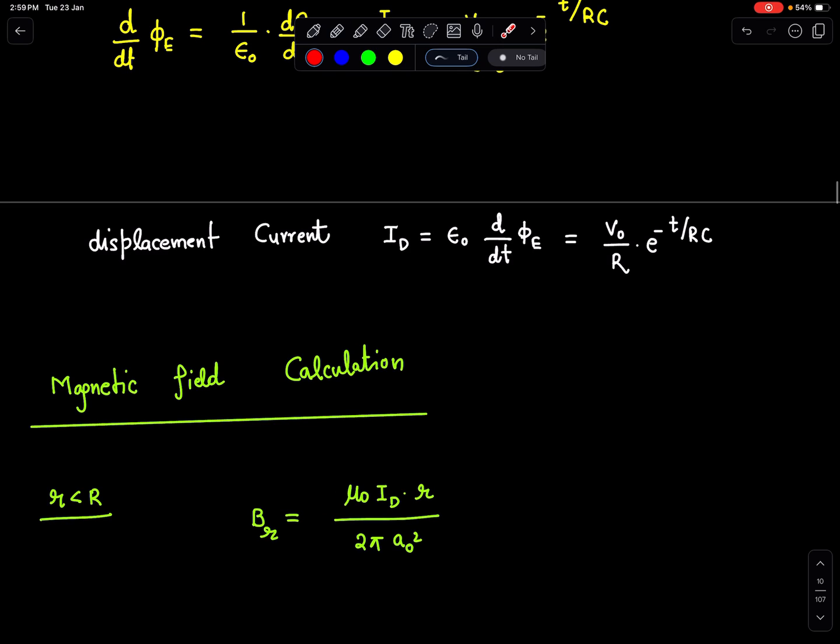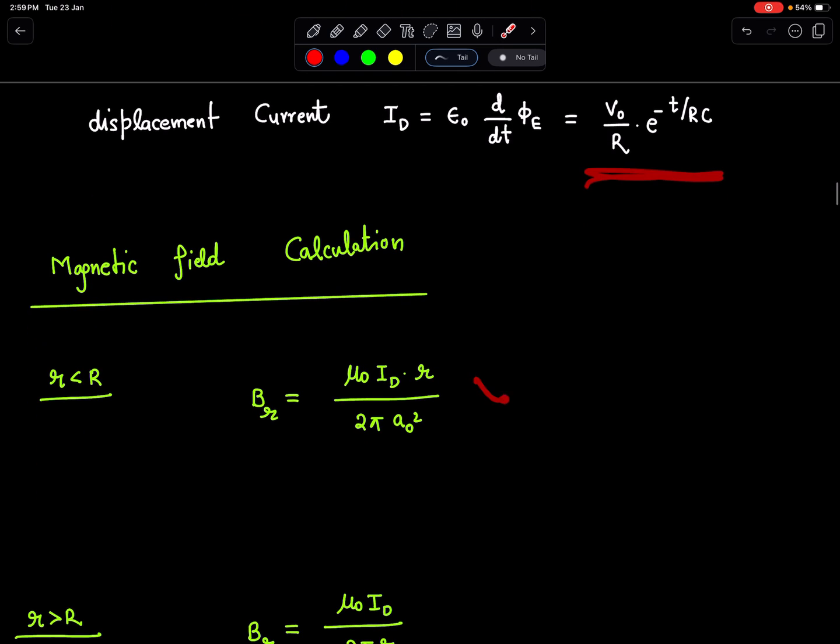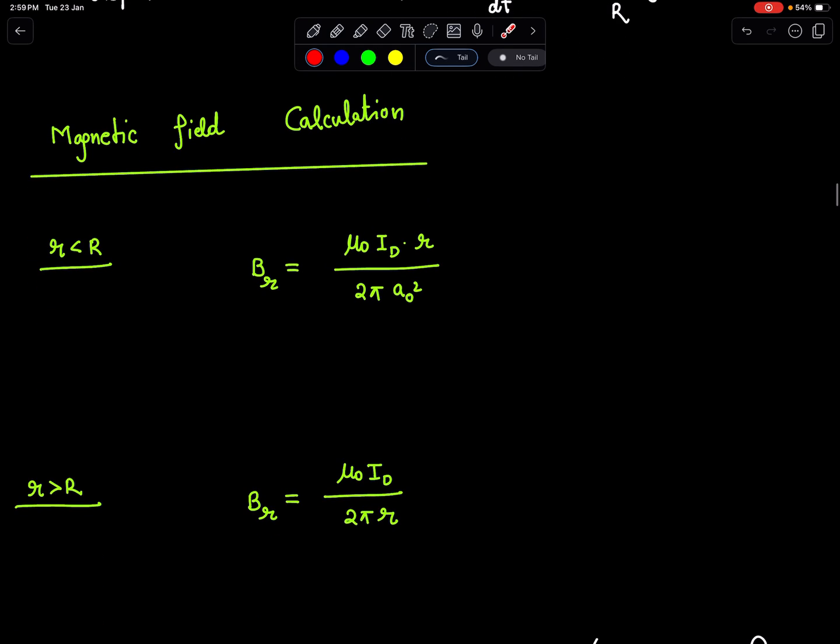All we need is to substitute these values and we can calculate B at a distance of r inside, and similarly B at a distance outside. Basically this is a naught, sorry. Just make a correction here. This is less than and this is greater than the plate radius.